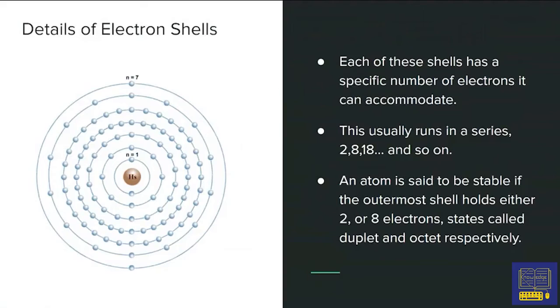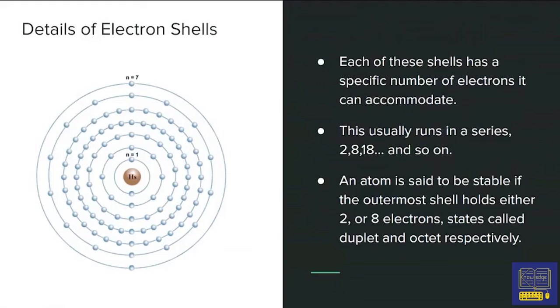Now, of course, it's chemistry, so there are exceptions, but there is one general rule. The idea is that each of these shells has a specific number of electrons that it can accommodate. It runs in a series called 2, 8, 18, and there is a general formula, but the idea is that each can only accommodate so many electrons. Why this is important, I can't completely explain without delving into more complicated aspects. But there is a limit to how many electrons you can shove in one electron shell.